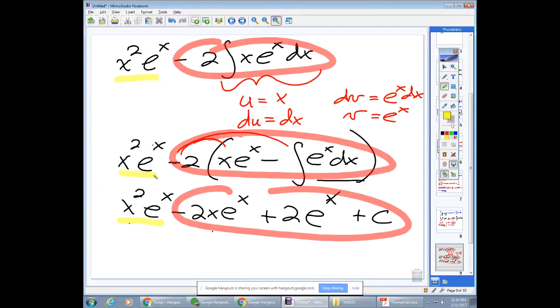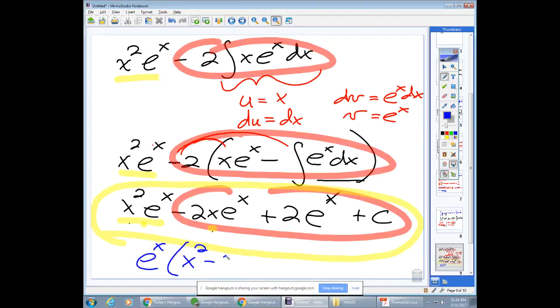Yeah, so this is the final answer down there. And we could factor an e to the x out of these 3 terms and get a polynomial times e to the x. It's a little less ink, but both are fine. So an alternate version of this would be e to the x times parentheses x squared minus 2x plus 2, and then plus the c. So that's an alternate form of this answer.